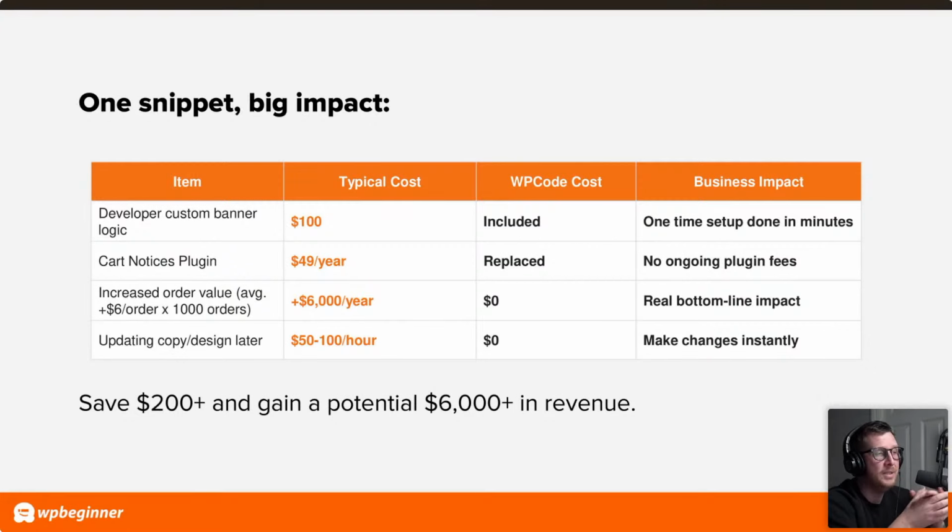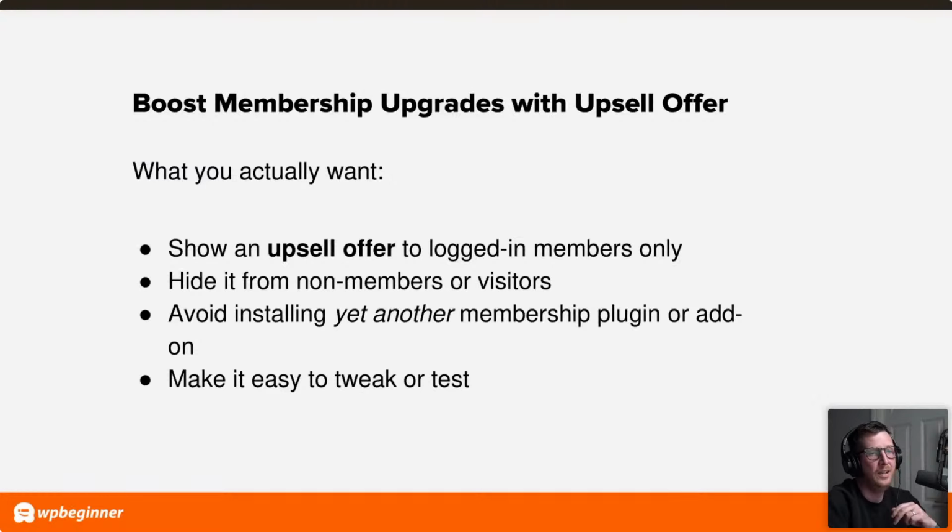And updating copy or design later, the typical cost for that is $50 to $100 per hour based on your developer. And you can make these changes instantly in WP Code. So you can save about $200 plus and gain a potential $6,000 in revenue just by using one snippet. And that's what I mean by one snippet, one big impact. Okay, so next one.